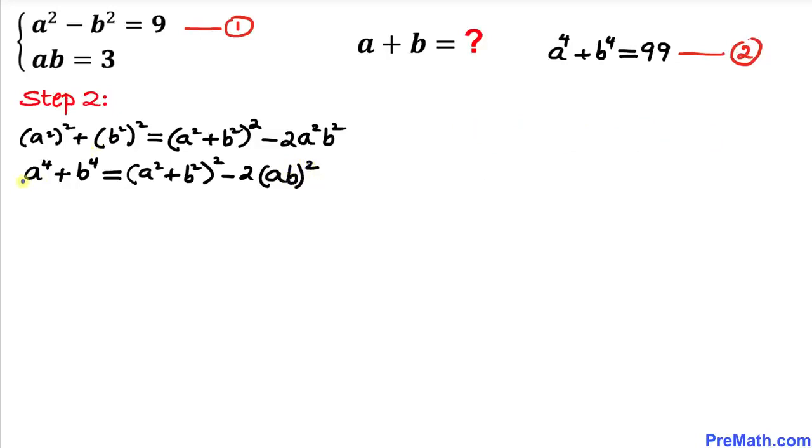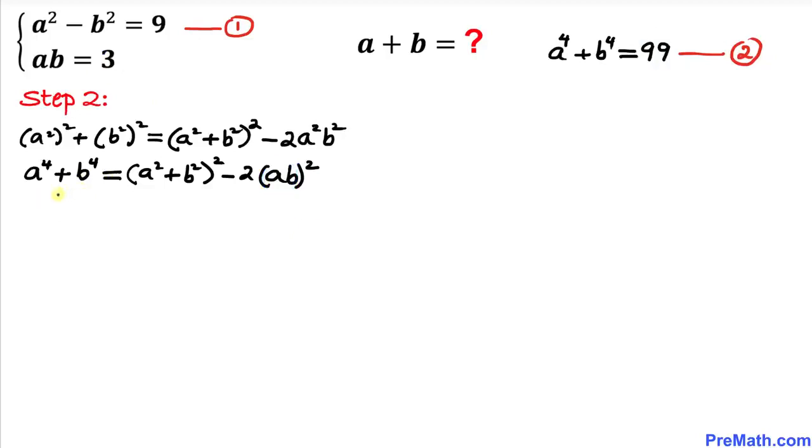And now we know that this a power 4 plus b power 4 equals 99 from this equation 2. So I'm going to replace this one by 99, and likewise this a times b, I'm going to replace it by 3.